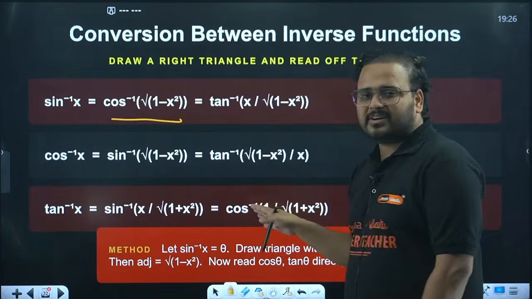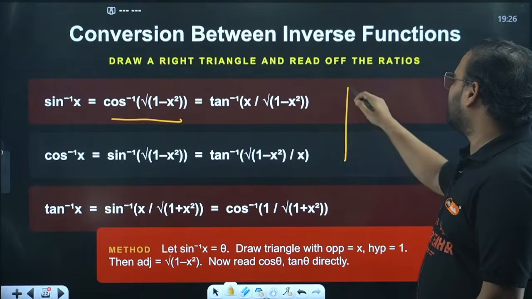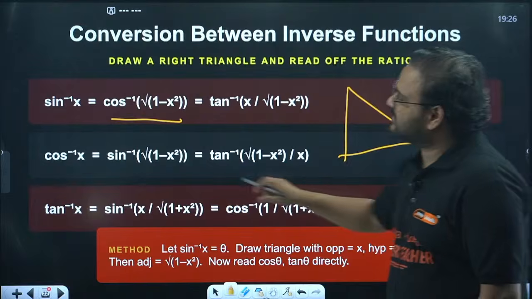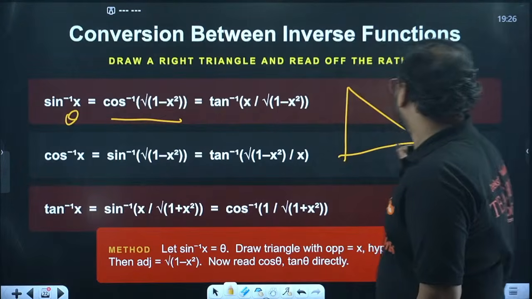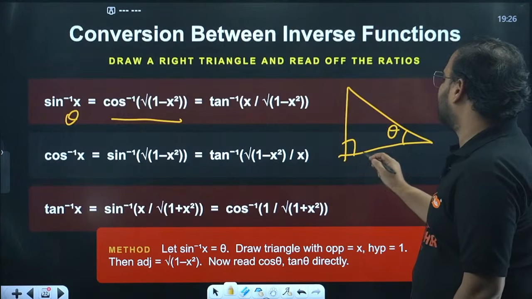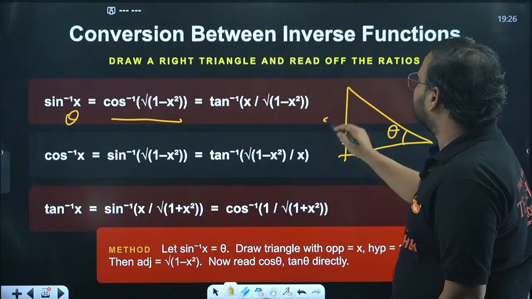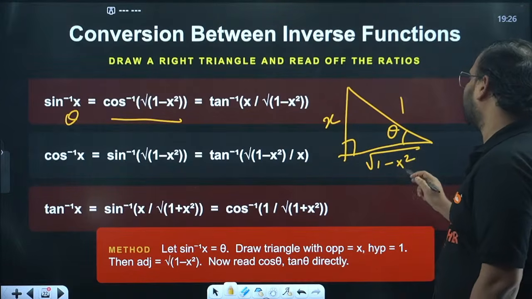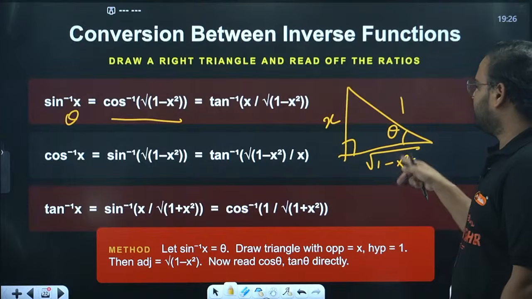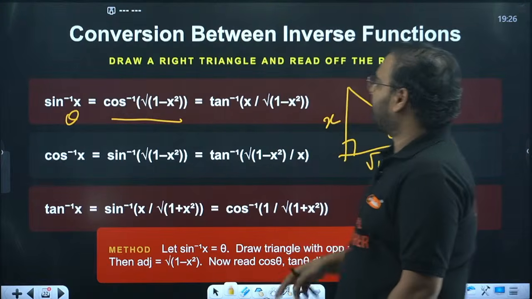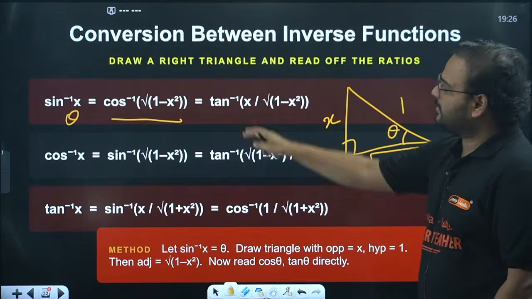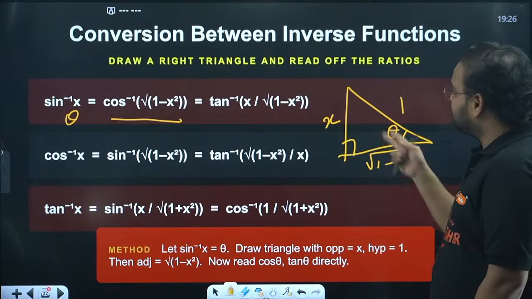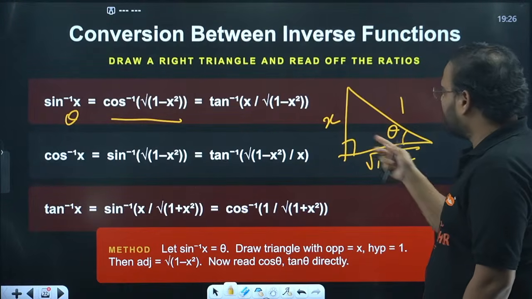If you want to solve it, simply draw a right angle triangle. Take any one case. Let's say I will take this angle as theta. This is a right angle triangle. Let's say it is given as x, so this side is x and this is 1. This will become 1 minus x square. Writing this, this by this will be over here. x by this will be tan. This by this will be cot. So 1 minus x square upon x will be cot.